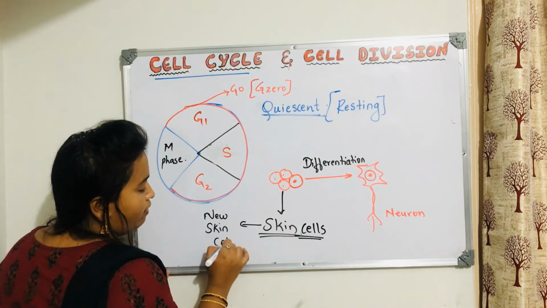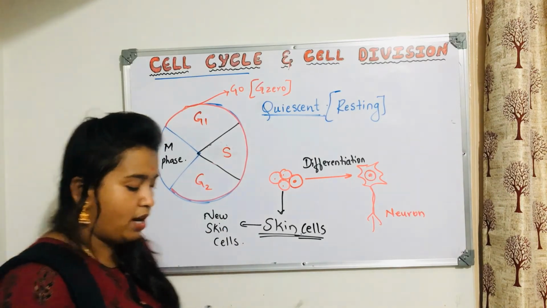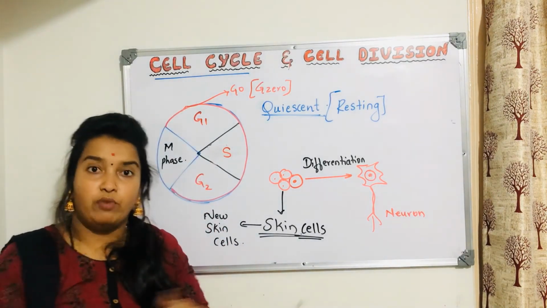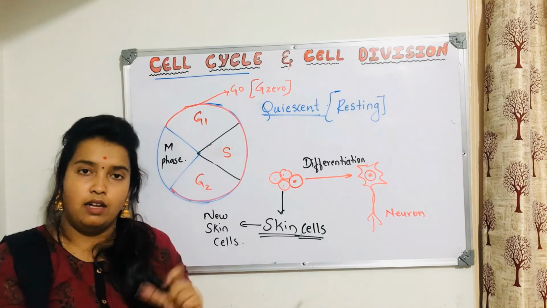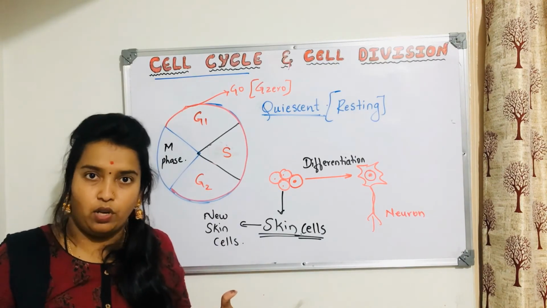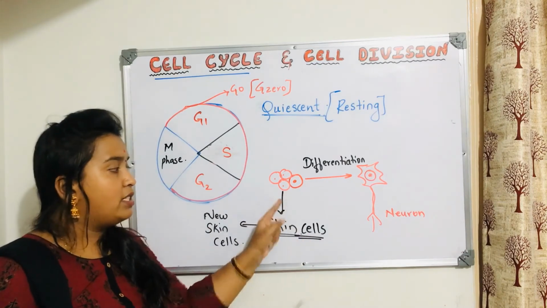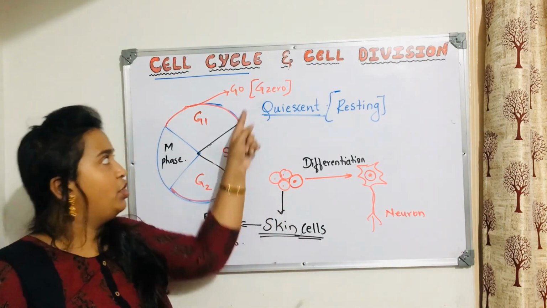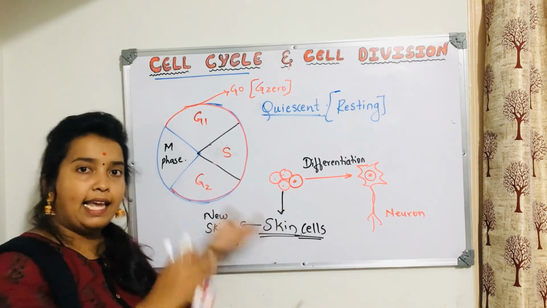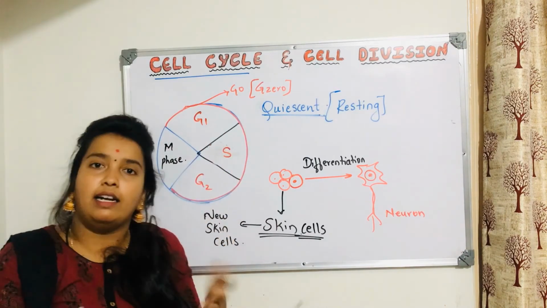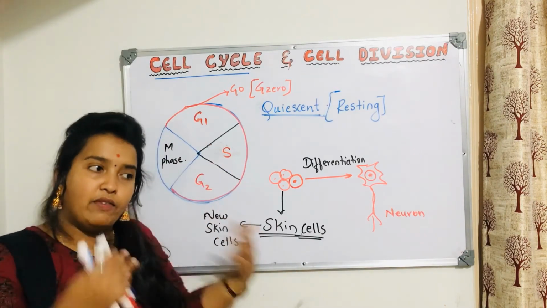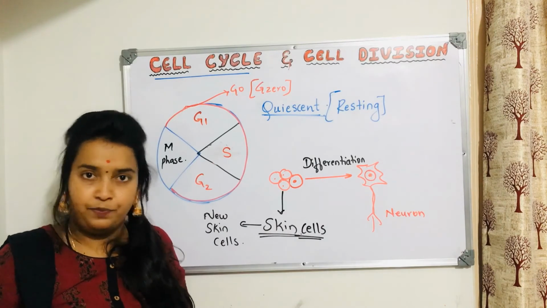And we know this very well. If something happens to our skin, after a few days we will find that new skin coming out. Yes or no? New skin is formed. That means even though these skin cells had gone to this G0 phase, again they came back. Again they started dividing. That means again they have started their cycle.